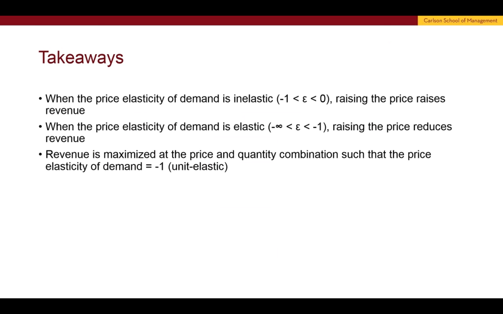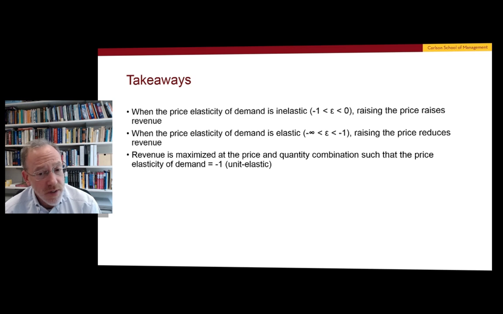So what are the takeaways from this short module? Well, first, when the price elasticity of demand is inelastic, that is, when the elasticity is between 0 and -1, then raising the price raises total revenue. When the price elasticity of demand is elastic, that is, the elasticity is between -1 and -infinity, then raising the price reduces revenue. And finally, revenue is maximized at the price and quantity combination such that the price elasticity of demand is equal to -1, or is unit elastic.